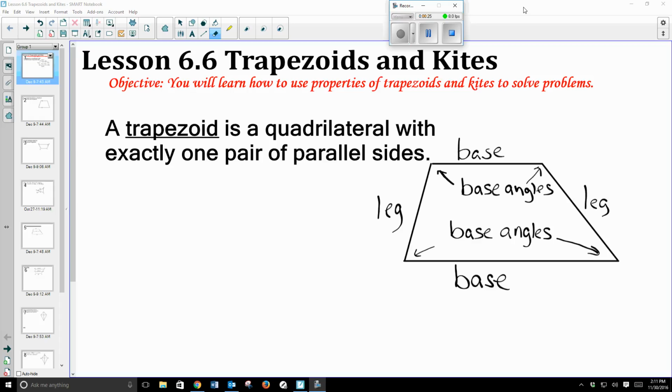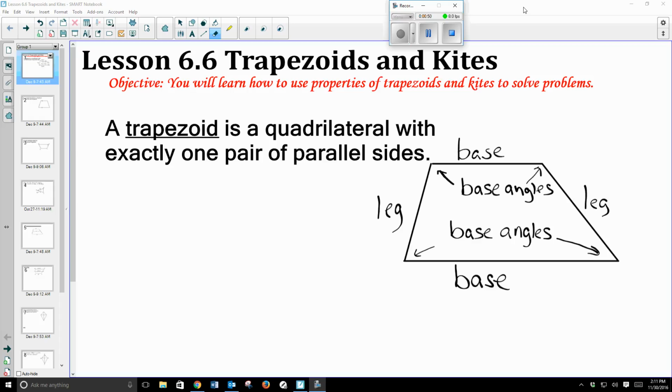Okay, so what makes it different from the parallelogram is that you only have one pair of parallel sides. You cannot have two. Once you have two pairs of parallel sides, this is no longer a trapezoid, because once this turns and becomes parallel, you can tell it wouldn't look like a trapezoid anymore. And that's why it says exactly one. No more, no less. Exactly one pair of parallel sides.